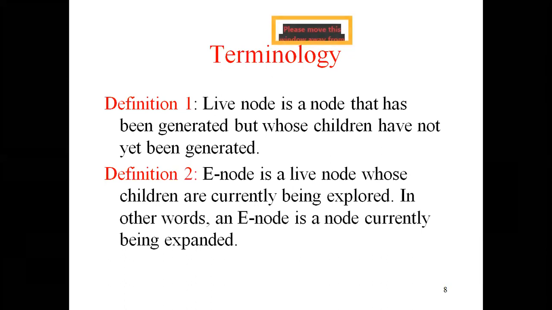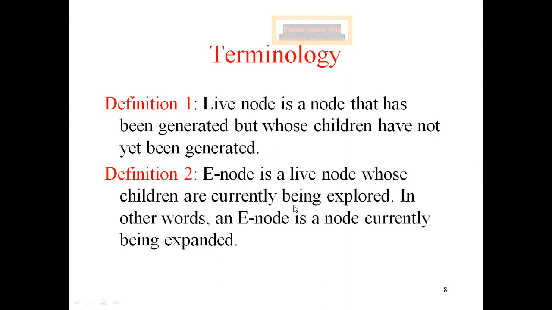Okay, what is definition 2? Definition 2 is for the E node. An E node is a live node whose children are currently being explored. In other words, an E node is a node currently being expanded. The currently expanded node is the E node.